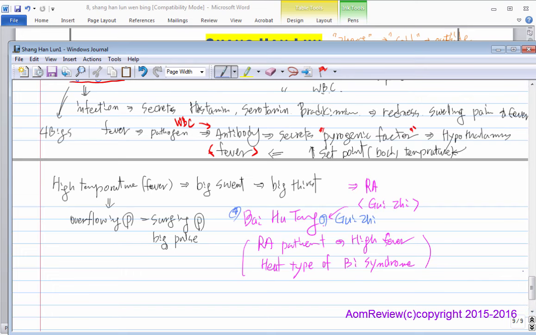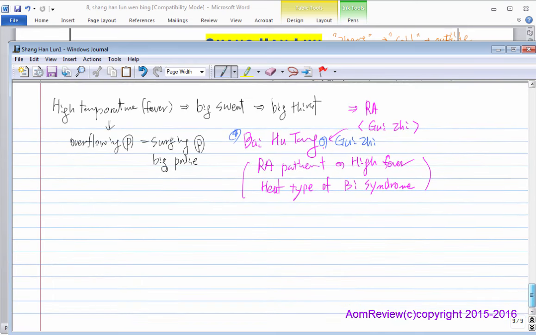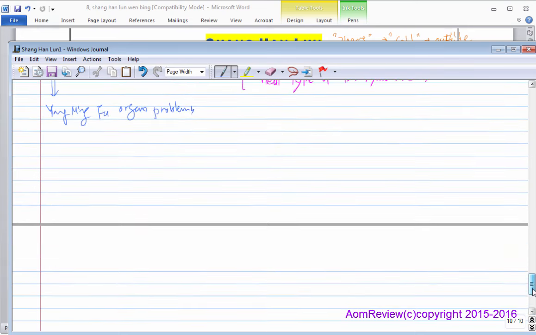Okay, there's the four big signs, and after the four big signs, if the symptoms are not relieved, it might be transferred to the Shaoyang, or it might be transferred into the large intestine or stomach. So which means Yangming organ problem. Okay, Yangming Fu organ problem. So what is the Yangming Fu organ sign? So the heat has entered the Yangming Fu organ actually, right? So the Yangming Fu organs are the stomach and also the large intestine.